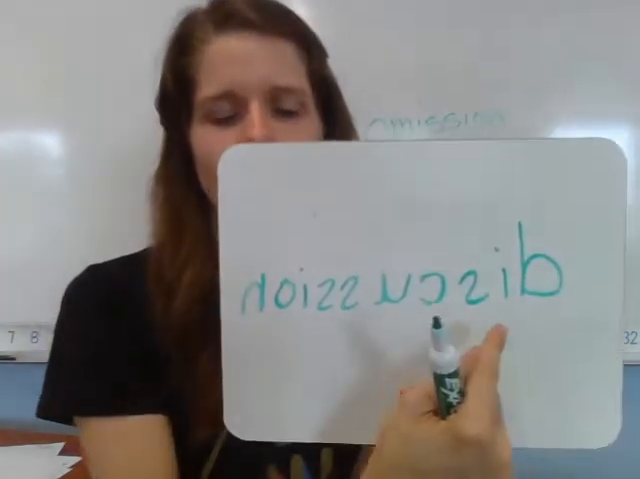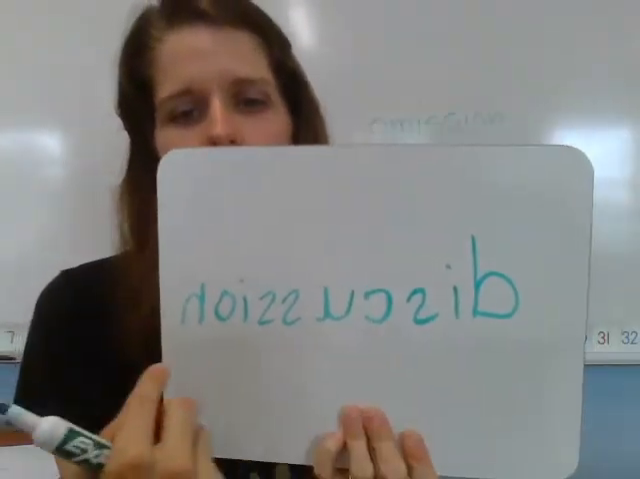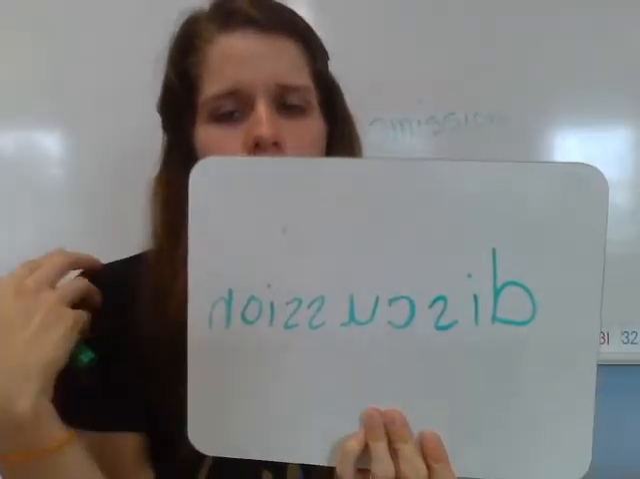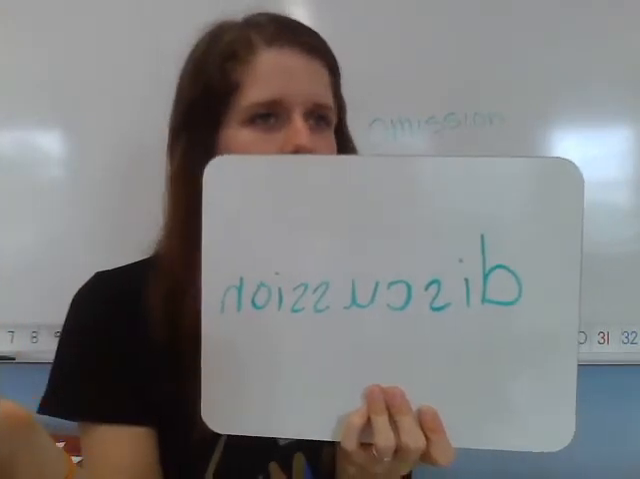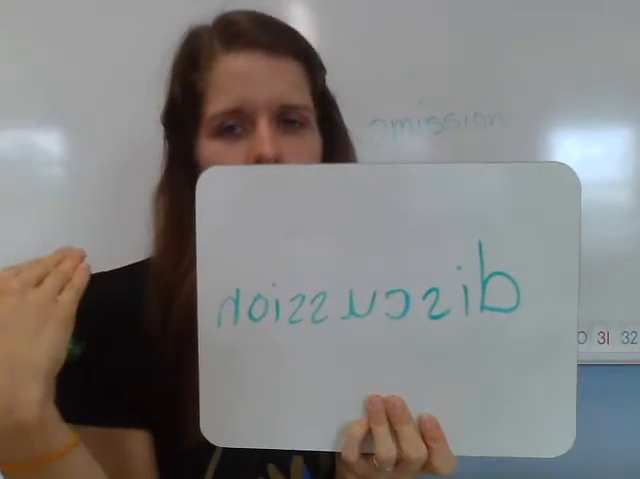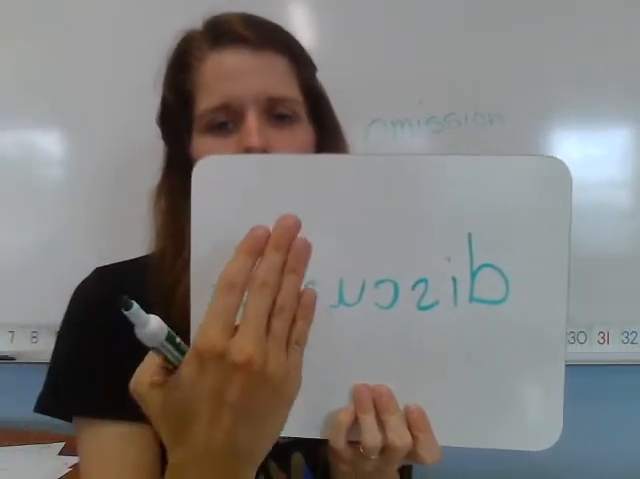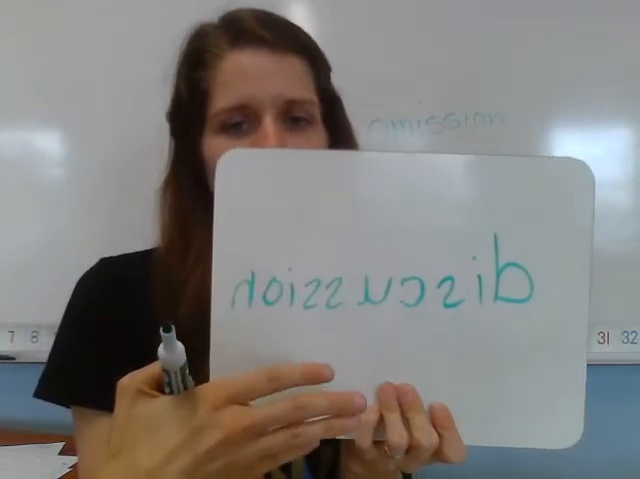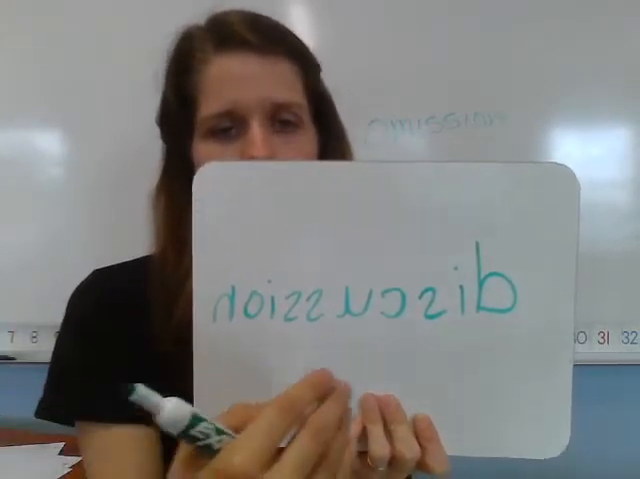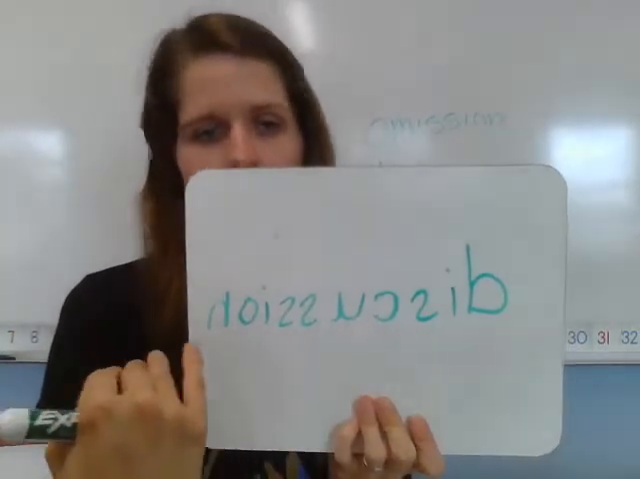Here's the word discussion. Discussion is when people are talking about a specific topic and are maybe saying that they agree or they disagree, but they're dialoguing together. To discuss something is to talk about it. When you have a discussion, everyone is talking about it. One is a verb, one is a noun.